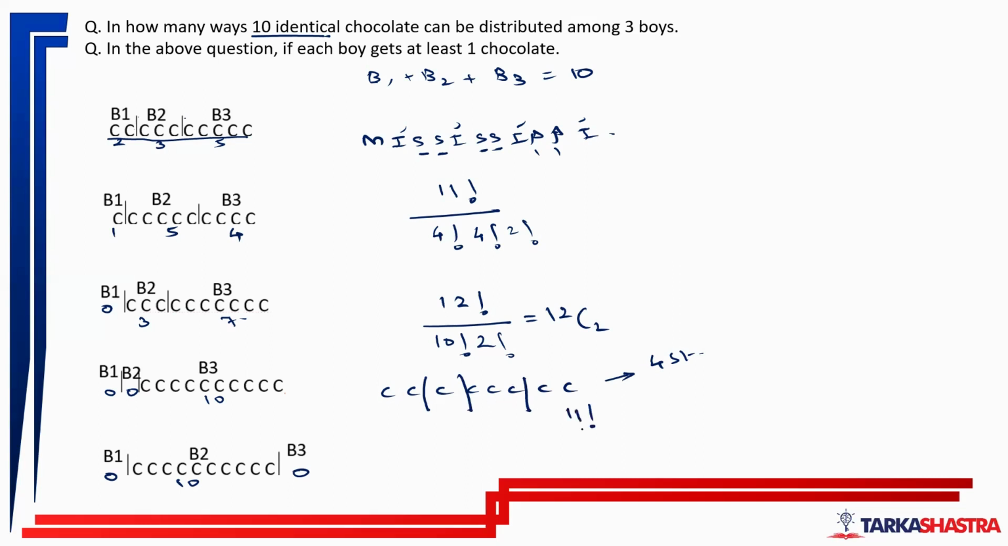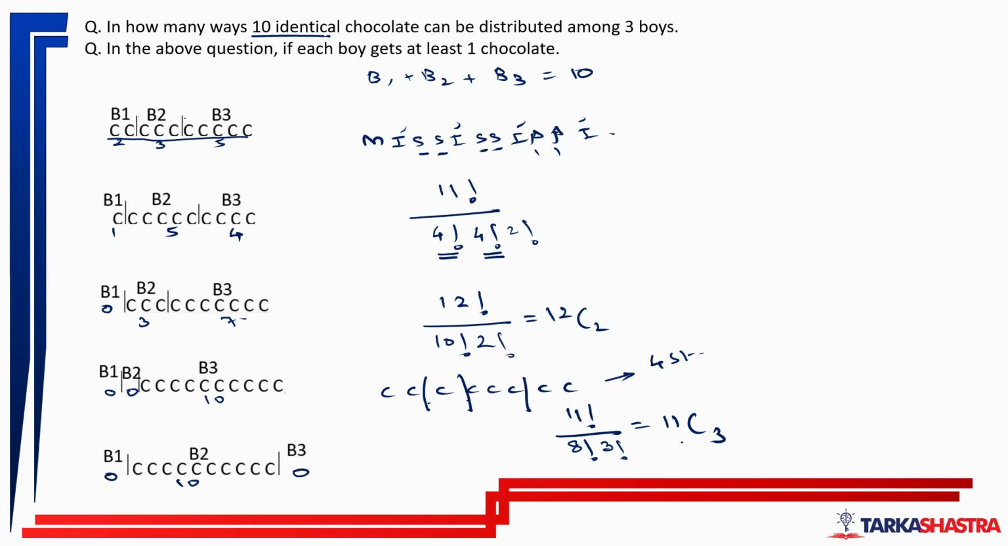So total 11 factorial. Now 8 chocolates are similar, so divided by 8 factorial. Why divided by 8 factorial? Just because 4 S's were similar, we divided by 4 factorial. 4 I's were similar, we divided by 4 factorial. Similarly, 8 chocolates are there, we divided by 8 factorial. Then we have 3 separation bars, so we divide by 3 factorial because these 3 separation bars are also the same. So if you look at it, it comes out to be 11C3. So this is the concept behind it.